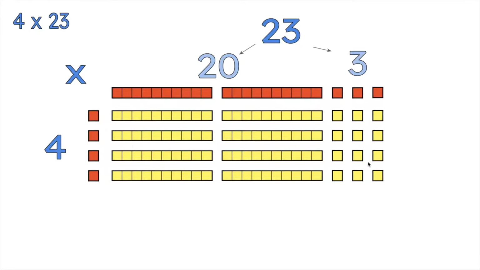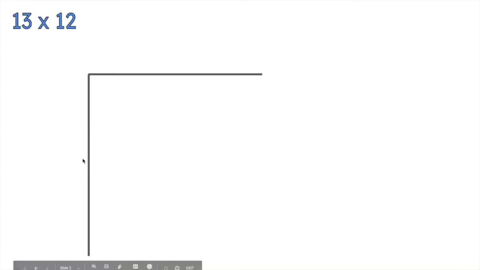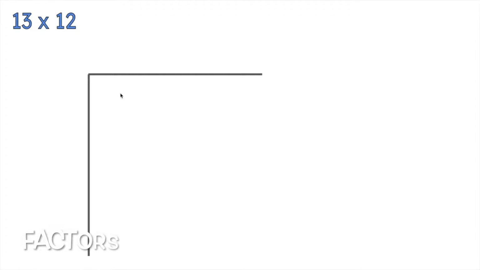Let's get into it. So I have this line to help me remember which one is my answer and which is just my factors that I'm multiplying. So we're doing 13 times 12, 13 groups of 12. Well, I'm first going to break down 13 or decompose it into 10 plus 3 because 13 has 1 ten and 3 ones. I decomposed it based on place value.